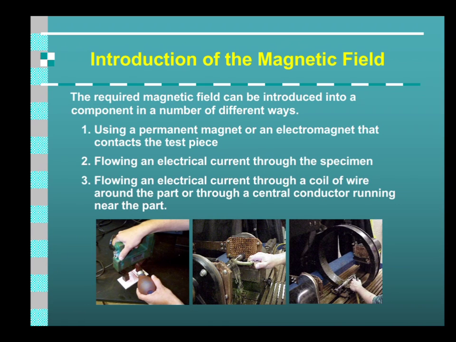Magnetic field. The required magnetic field can be introduced into a component in a number of different ways. First, using a permanent magnet or an electromagnet that contacts the test piece, flowing an electrical current through the specimen, flowing an electrical current through a coil of wire around the part, or through a central conductor running near a part.